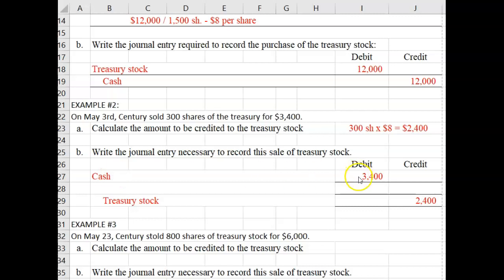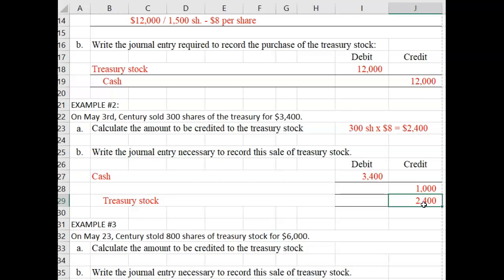We know we need to debit cash for $3,400 because that's what we received when we sold the stock. And we know we need to credit treasury stock for $2,400 because that's what we paid for the stock. But we need another $1,000 credit. And you would think that that would be a gain on the sale of treasury stock because we sold it for more than we bought it for. But as I said before, never ever can you record a gain or loss on the sale of the treasury stock. It has to stay in the equity section.